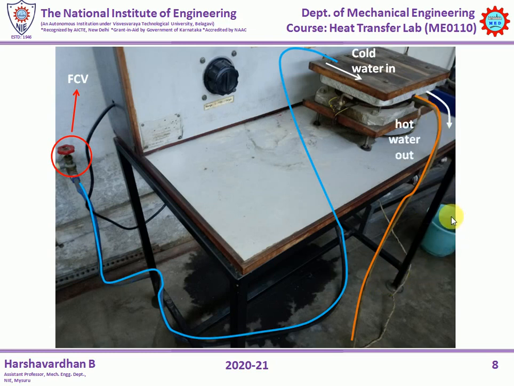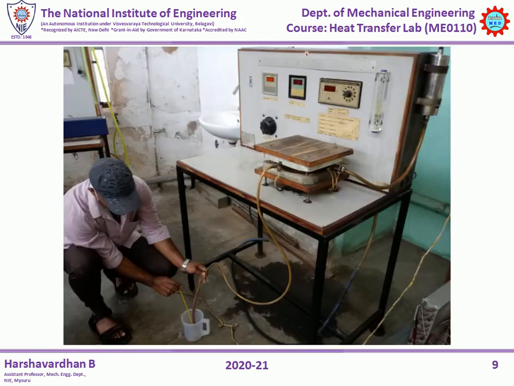So when the water is entering, it will be at a lower temperature, and when the water is coming out of the water jacket, it will be at a higher temperature, because as the water passes over the upper surface of the liquid chamber, it will be absorbing the heat from the upper surface.